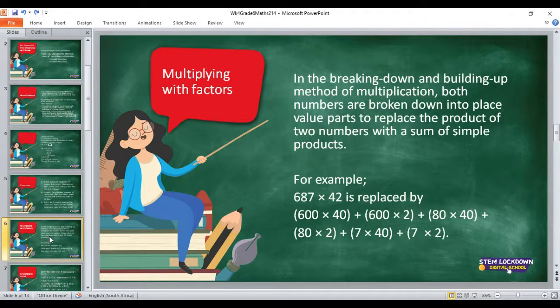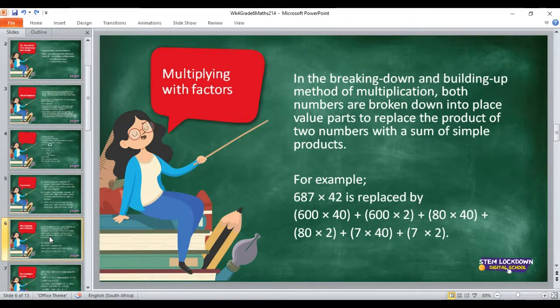All right, this is always important when you're doing your multiplication. Remember, last week, I think it was our first day, we did place value parts, right? Now we are reminded here again: in the breaking down and building up method of multiplication, both numbers are broken down into place value parts to replace the product of the two numbers with a sum of simple products. Okay, we have an example here at the bottom.